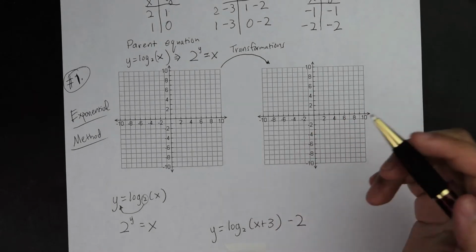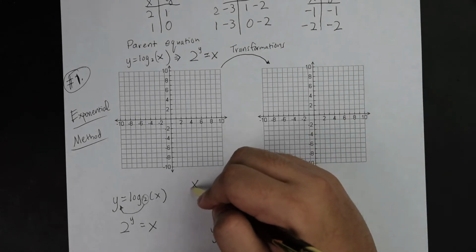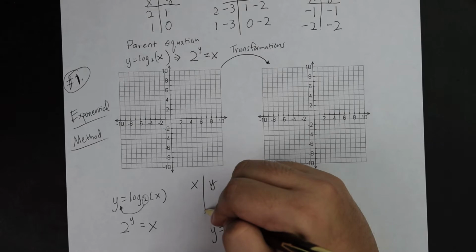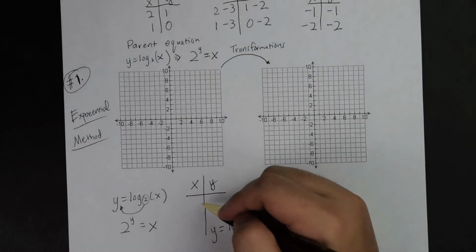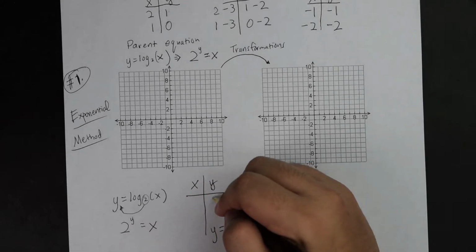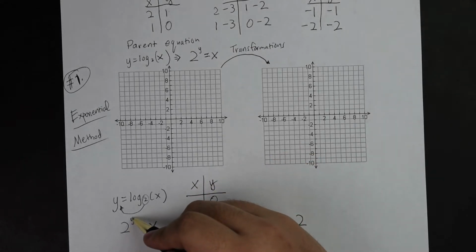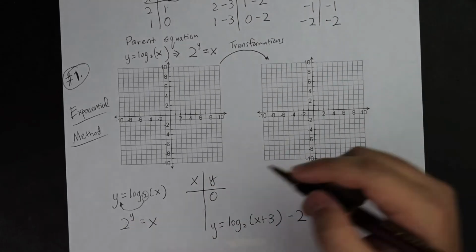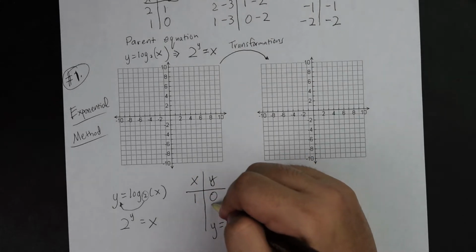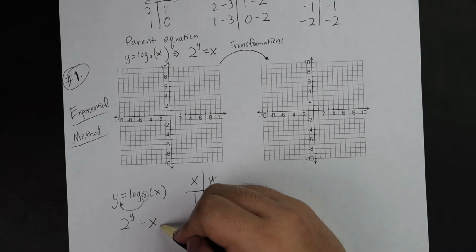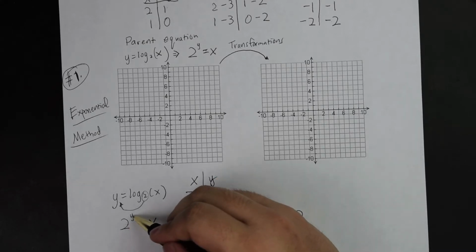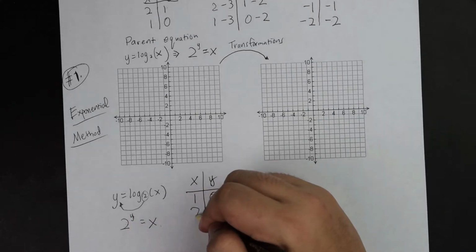And so to go about doing this, I'm going to create an xy chart, and I get to choose whatever values I plug in. So for example, let's say I plug in y as 0. 2 to the 0 power, which you need to remember is going to be 1. If I plug in 1 for y, remember, I'm plugging in for y to get x. So 2 to the first power is going to be 2.